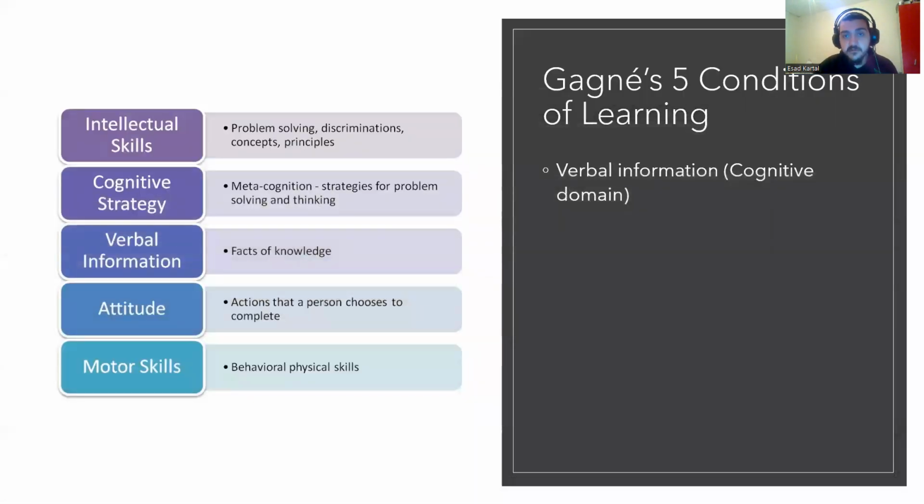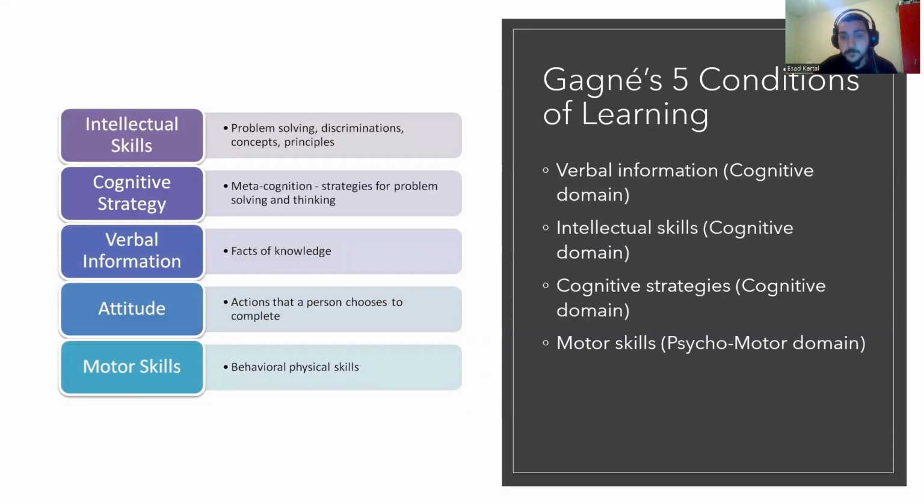So let's get on to Gagné's 5 conditions of learning. First is verbal information, which is in cognitive domain. Second is intellectual skills, which is also in cognitive domain. The third is cognitive strategies, which is also in cognitive domain. Motor skills is in psychomotor domain. Attitudes is in affective domain. If you don't know what these domains are, you can check out my last video to learn about them.